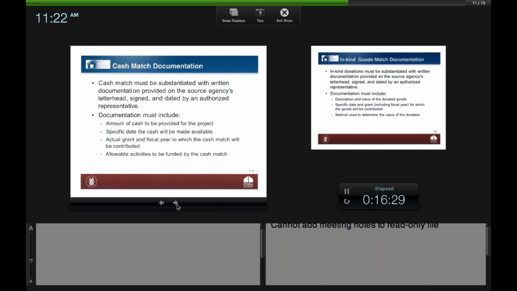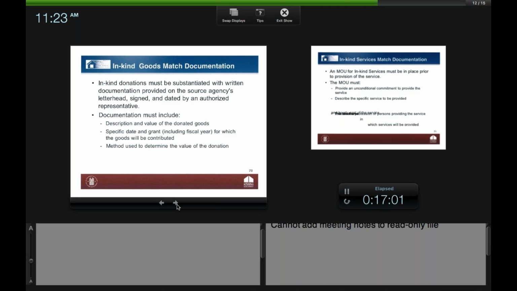Documentation must include the amount of the cash to be provided, the specific dates that the cash is made available, and the actual grant. And again, for our field office, we always advise you to know and include your grant number on all documentation and all correspondence, as well as the fiscal year in which that cash will be contributed, and then include the allowable activities, which again is subpart D.